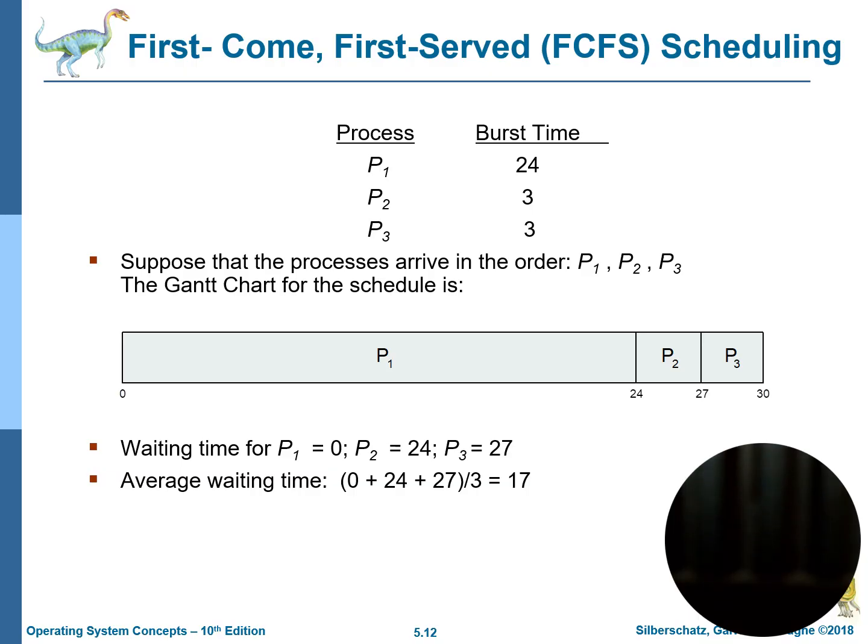If we want to find the average waiting time, look at what is happening there. Process 2 is going to wait 24 seconds before it starts executing. Then process 3 is going to wait 27 seconds before it starts executing. So to find the average waiting time, we add 0 plus 24 plus 27 divided by 3. So the average waiting time for each process is 17 seconds.